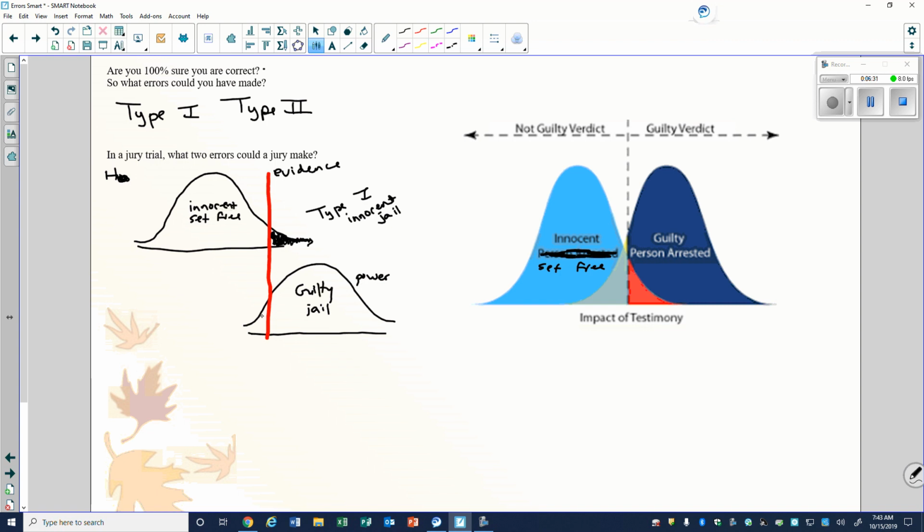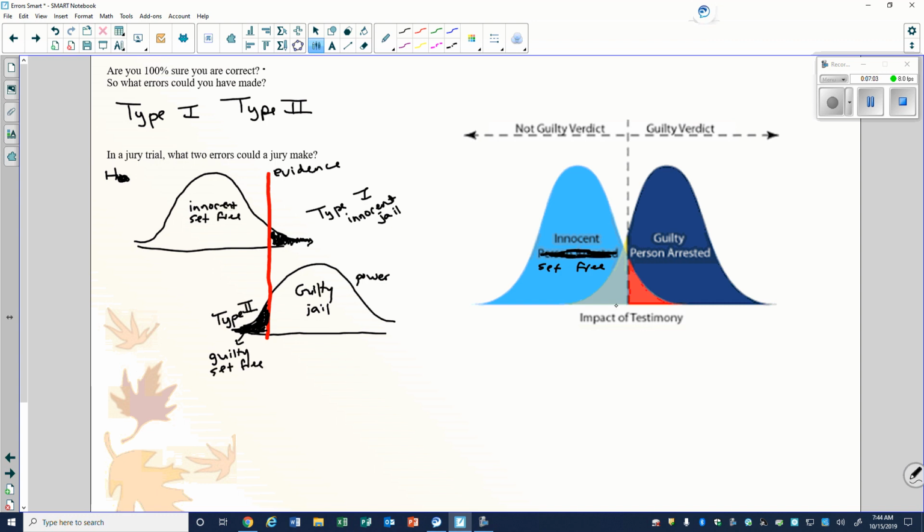However, we could also make a mistake that way, which is on the opposite side of the red line from where type 2 was. But this right here would also be an error. This is called a type 2 error. So in this particular situation, we're talking about the guilty person, but on this part of the curve, we haven't gotten enough evidence to cross over that line to say that they're guilty. So for a type 2 error, we're taking this guilty person and we are setting them free.